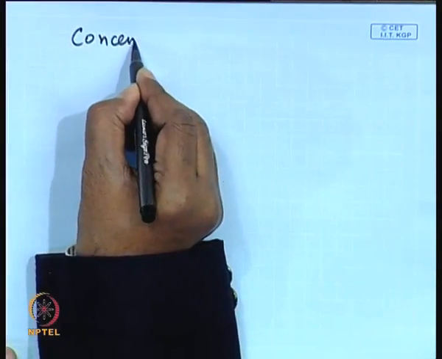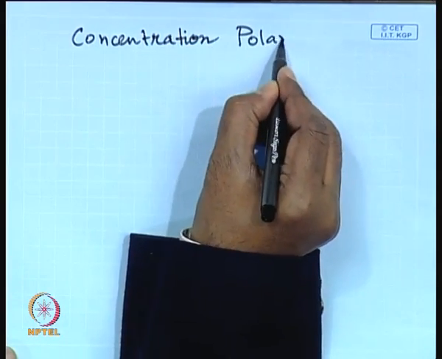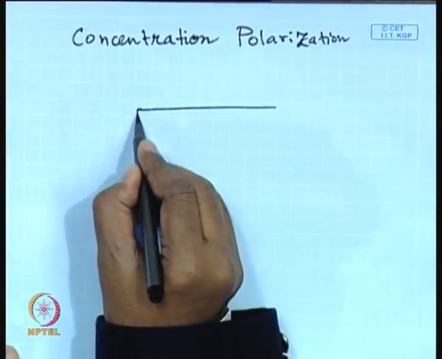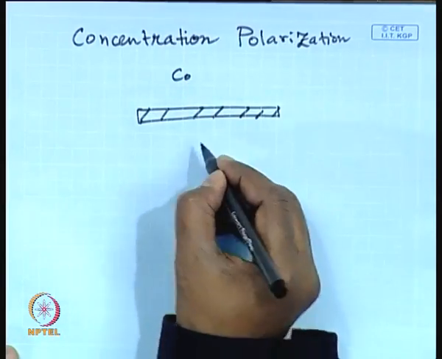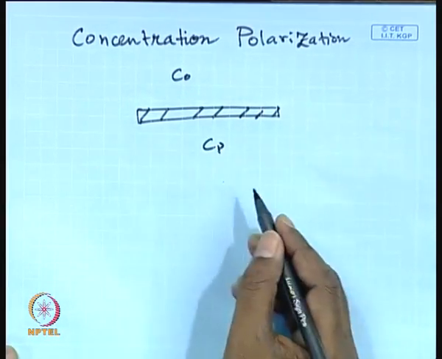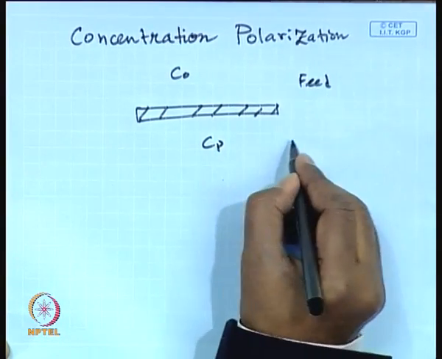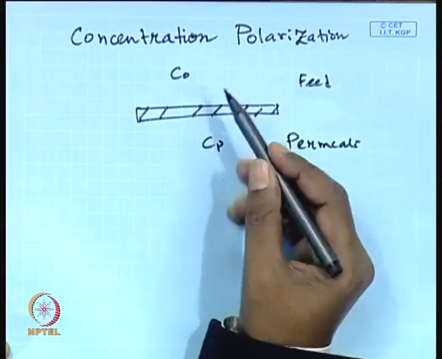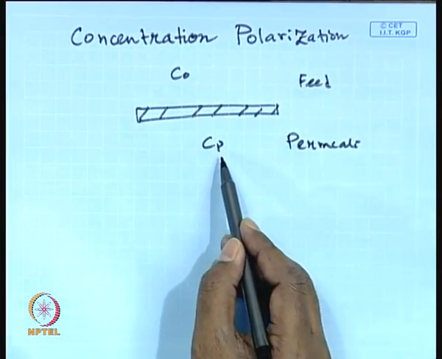Now, let us come to the concept of concentration polarization. Suppose this is a membrane system and you have a feed at a concentration C naught, and you have conducted an experiment and are getting a concentration in the permeate as Cp, the permeate concentration. Now, it is not that simple that you are going to get a concentration C naught in the feed stream and a permeate concentration Cp.